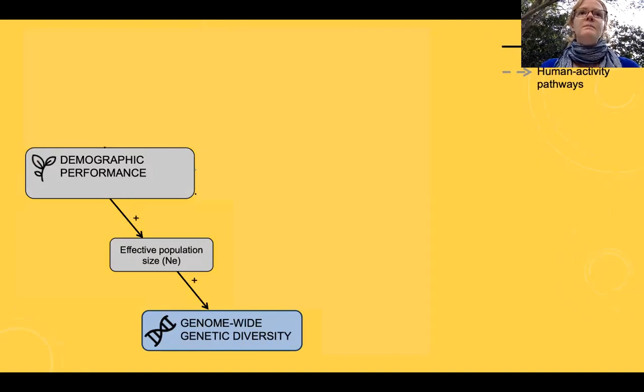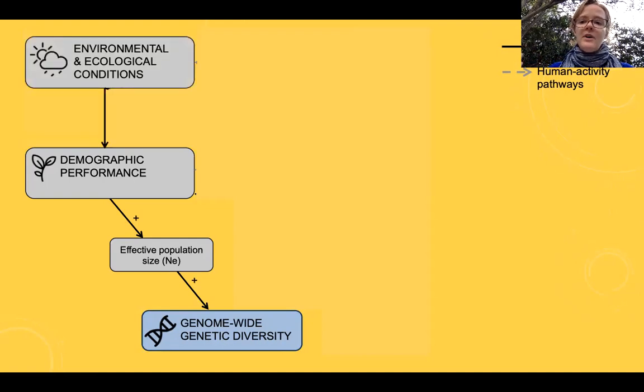We know from theory and data that demographic performance has a big influence on genome-wide genetic diversity. In general, larger populations have greater genetic diversity than smaller populations, and this effect occurs through the effect on effective population size. More fecund populations as well tend to have higher genetic diversity. And there was a lot of empirical evidence to support those theories. So that's one of the primary pathways, one of the primary determinants, I guess, of genetic diversity.